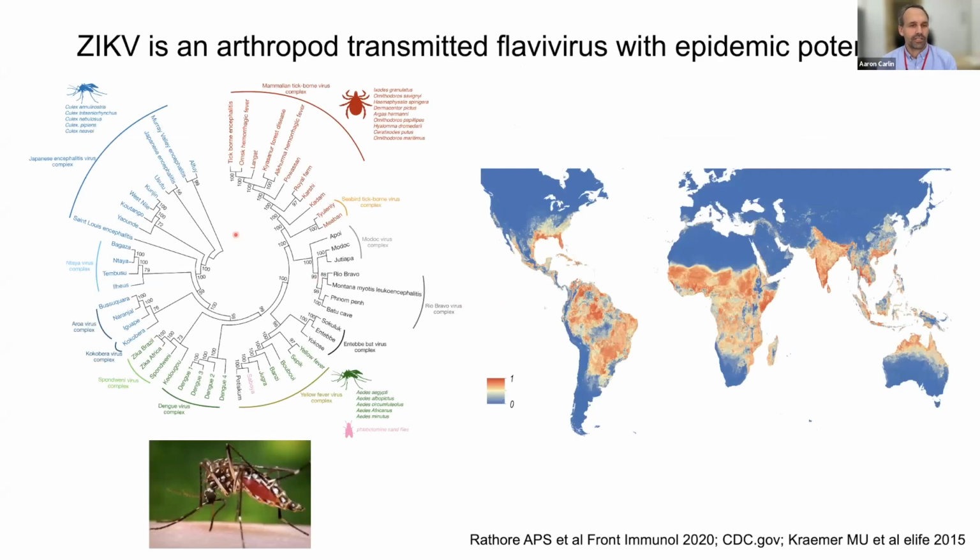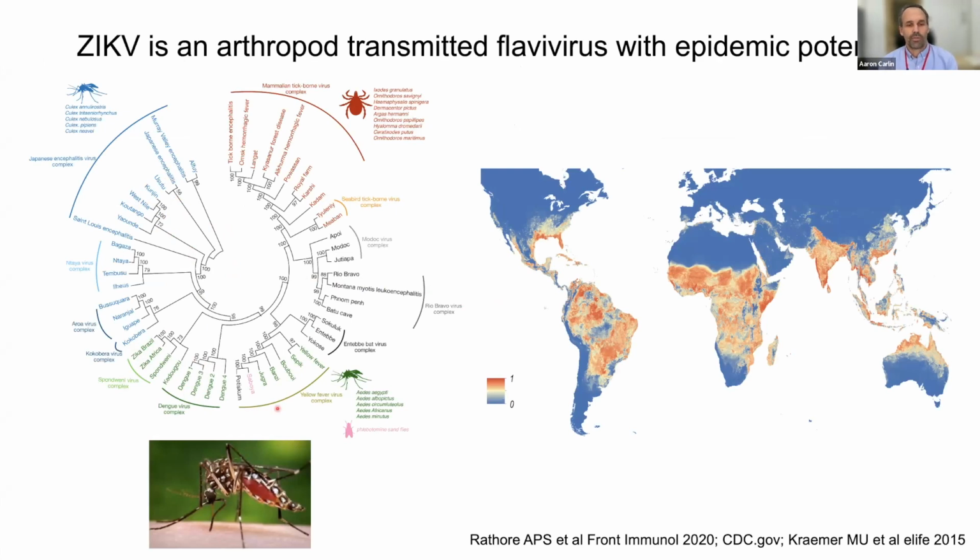So Zika virus is in the family of flaviviruses. There are many important human pathogens in this group. Zika's down here, closely related to dengue virus and also yellow fever virus. And then viruses like West Nile and Japanese encephalitis virus are in this group. So many of these viruses are really important causes of human disease.